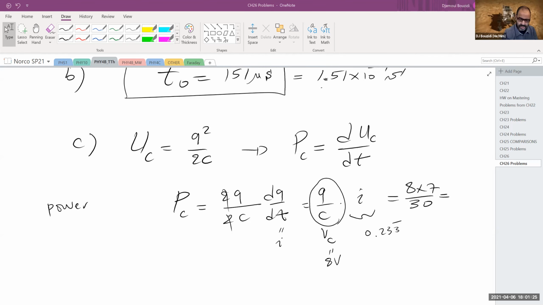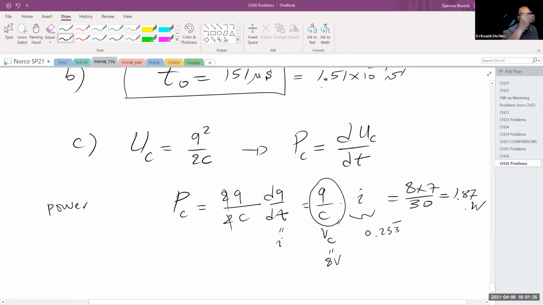So 8 times 7 divided by 30 is 1.87. Again, I'm using 3 sig figs, watts. Okay. Which brings me to an essential point in here. And again, I'm just emphasizing the stuff that you need to do.